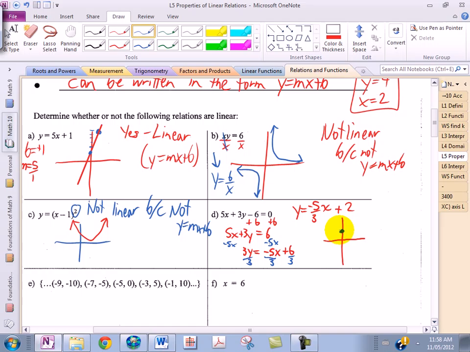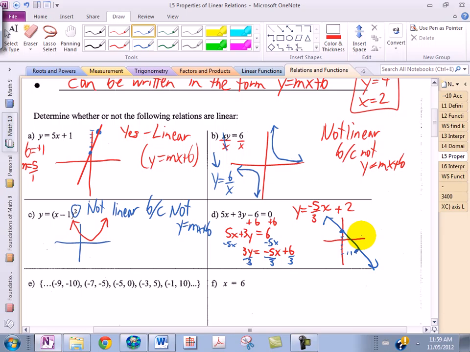Then what do we count? Down 5 and 3. Jasmine, what do we count for a slope? And then which direction? Good. So it's 1, 2, 3, 4, 5. 1, 2, 3. And there's our line. Oops, should have gone through the point.